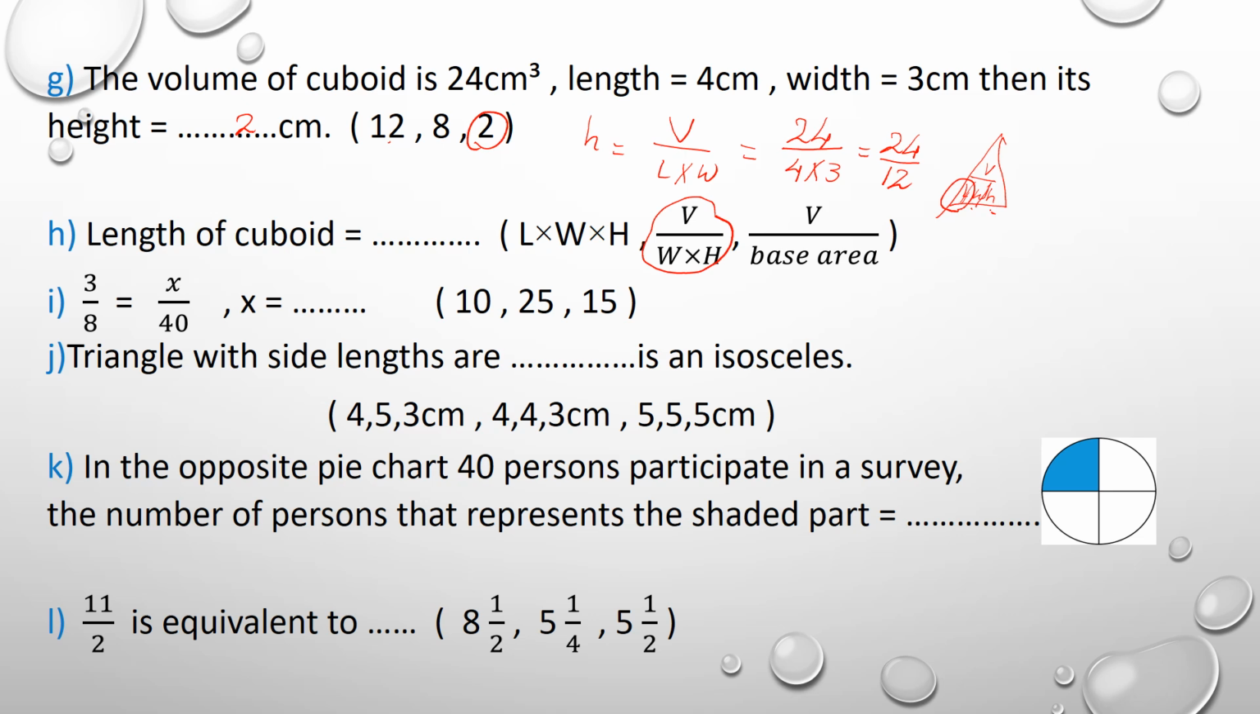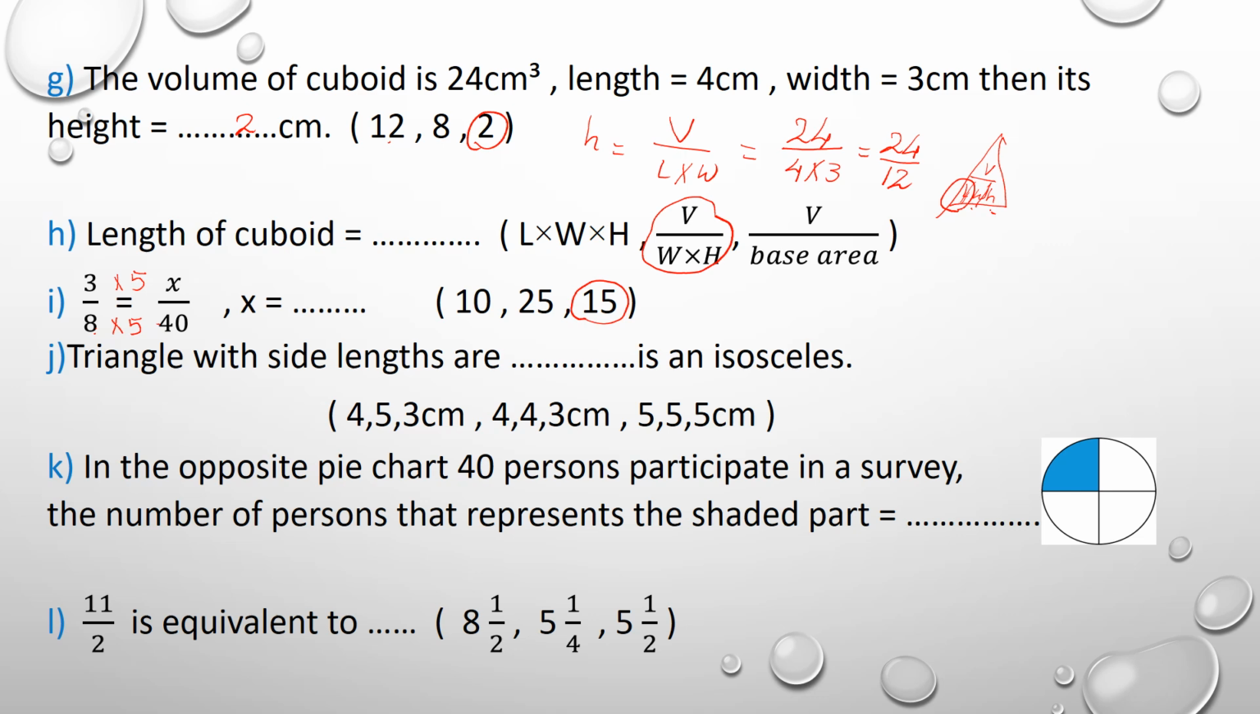3 over 8 equal x over 40. Then x equal dots. If we look at the denominator, 8 became 40. It became bigger, so it's times. Times up, times down. 8 times dots equal 40. 8 times 5. So I'm going to multiply 3 by 5. 3 times 5 equal 15, and I'm going to choose 15.